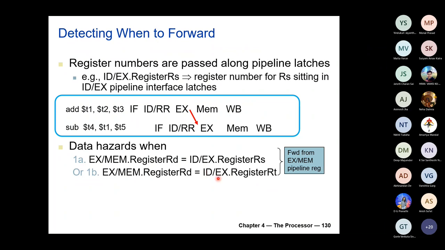And if that happens, then you enable the forwarding hardware, the forwarding path from the EX/MEM interface to the input of the ALU. That means you enable this forwarding hardware between EX/MEM and the execute stage. So this is the recognition part, and once you recognize this, the comparator circuit generates a signal which controls this multiplexer.